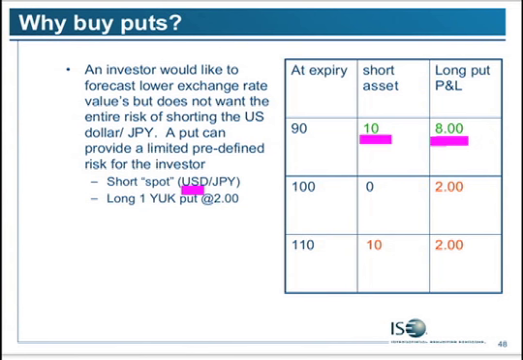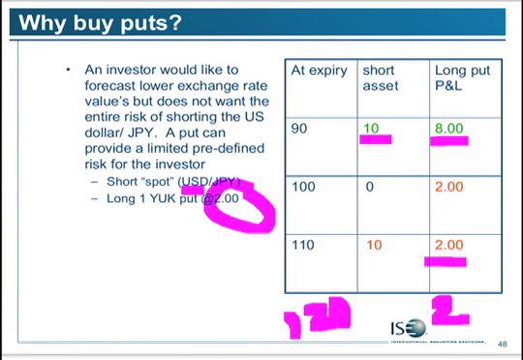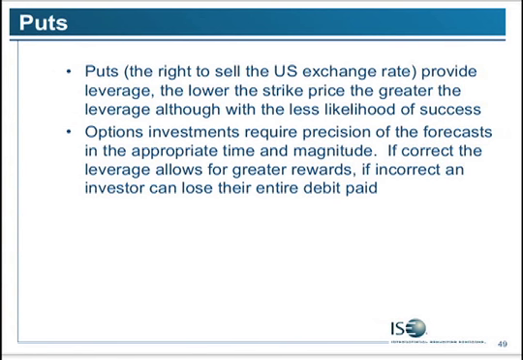However, if you're really, really wrong, and this is the benefit of being long an option, you're only going to lose $2, whatever you paid. You can't lose any more. Remember, if it goes to 120, you only lose $2. So you could lose 20 in the spot market. And that's the advantage of options, limited risk. So puts give the ability to sell the base currency, and again, it's always about timing and direction.